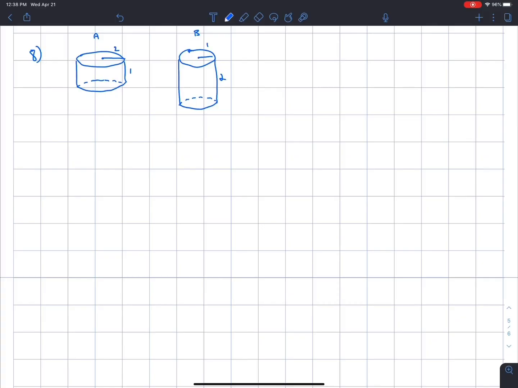Now I can calculate the volumes. The volume of A is pi r squared, so pi times 2 squared times 1, we get 4 pi. The volume of B is pi times 1 squared times 2, so we get 2 pi. So I can say that the volume of cylinder A is twice as much, two times as much, compared to cylinder B.